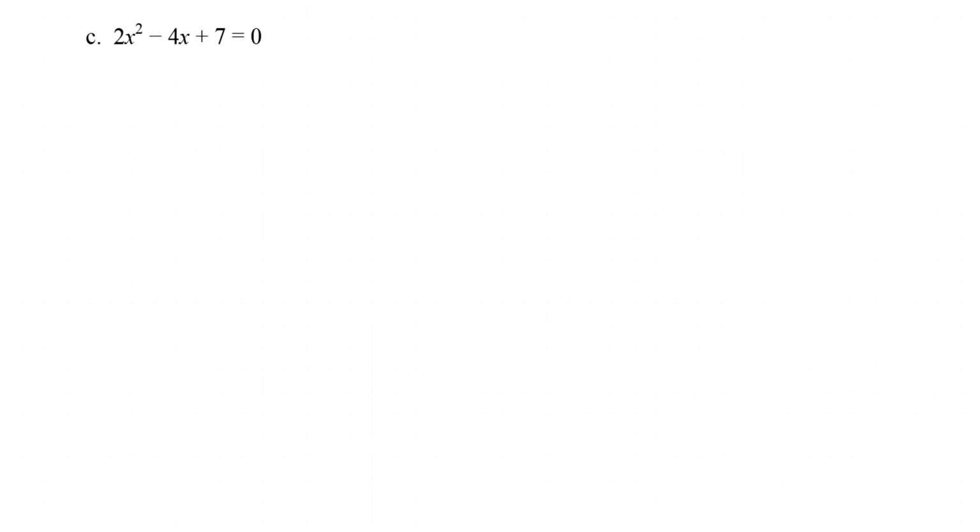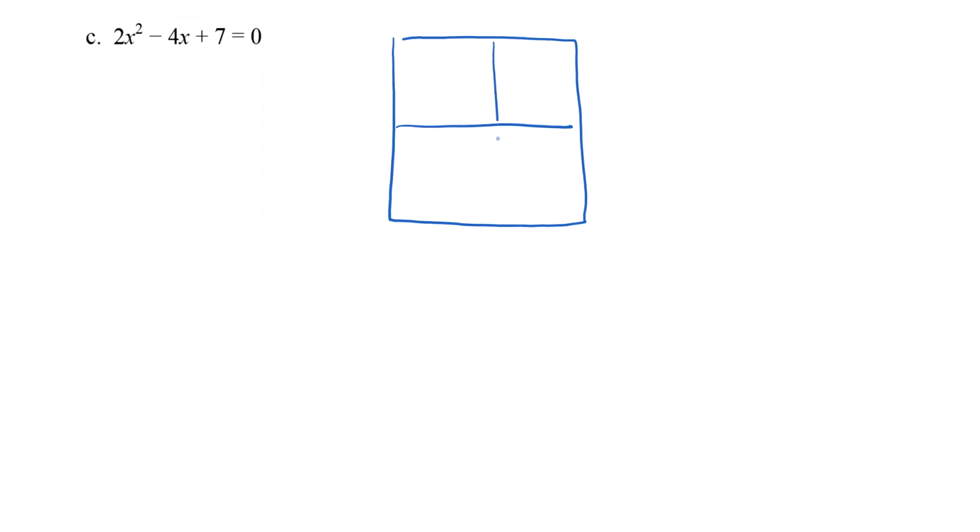Again, here we're trying to solve the quadratic using any method possible. I could try and factor this. So when I go to factor this, I get 2x squared plus 7. And then we get 14x squared, and then negative 4x.